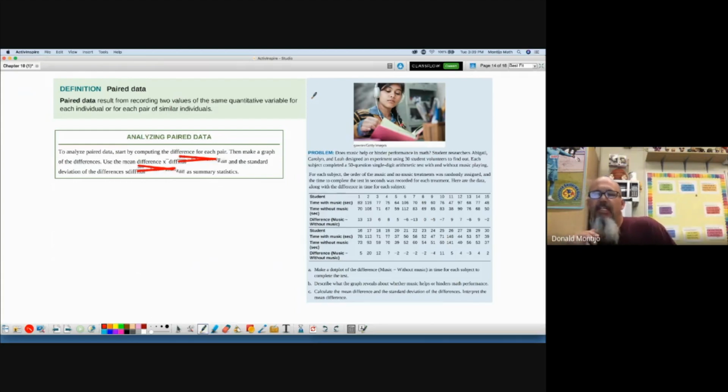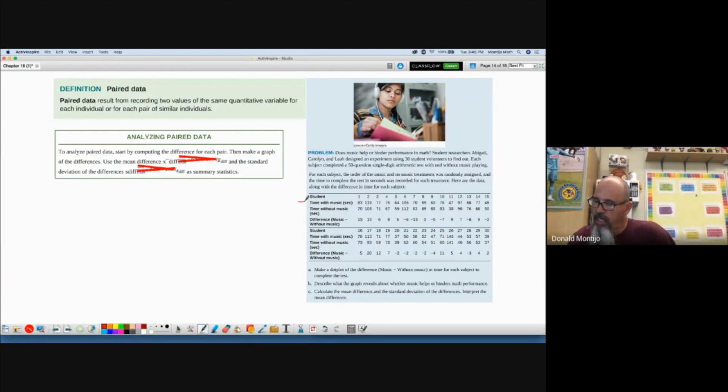Well, it doesn't make sense to compare me doing a stats problem to you doing a stats problem because you guys are going to be way faster than I am, right? But it does make sense to compare me doing it with music to me doing it without music. Compare you with music to yourself without music. But it doesn't make sense to compare me while not listening to music and you while you are listening to music. So paired means there's a reason to compare these two data sets.